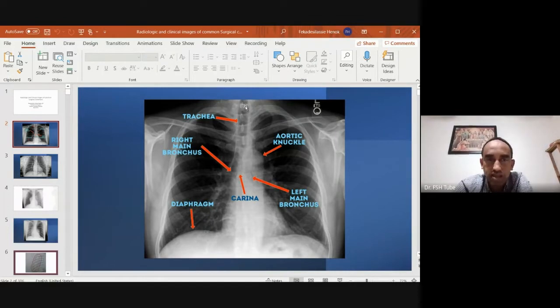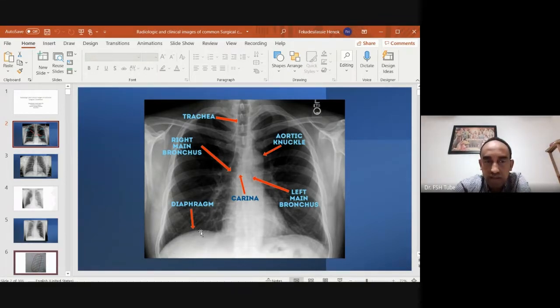You can see there is a centrally located air-filled tubular structure just anterior to the vertebral spines. These white structures over here are the vertebral spines. Just overlying that is this black tubular structure, which is the trachea. The trachea bifurcates into the right main stem bronchus and left main stem bronchus. The bifurcation point is called the carina. Then the other important landmark structure in interpreting a chest X-ray is the diaphragm.